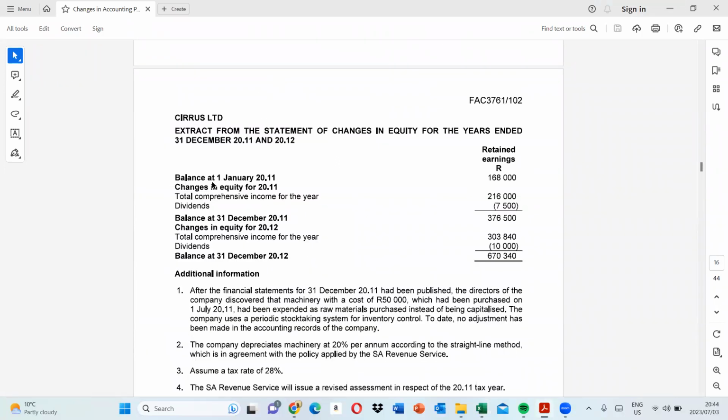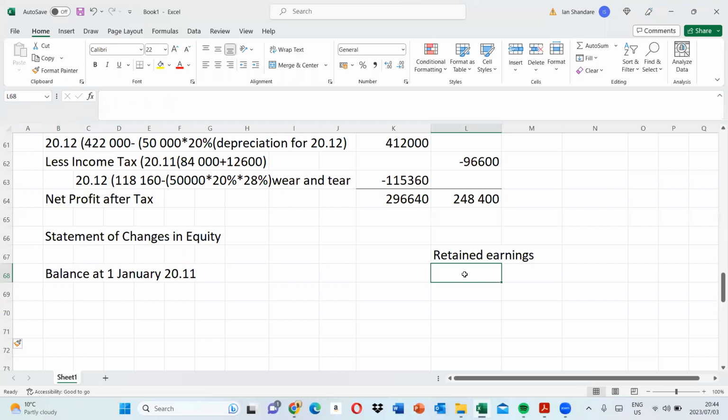In the statement of changes in equity, this balance is not affected by prior period errors. Of course, when we did changes in accounting policies, we saw that the opening balance for the prior year is also affected. I'm sure you guys recall that. But here, this one is not affected. Remember, the error was only in 2011, which means the balance for 2010 is correct. It's not affected by our error. So we look at our balance like that.